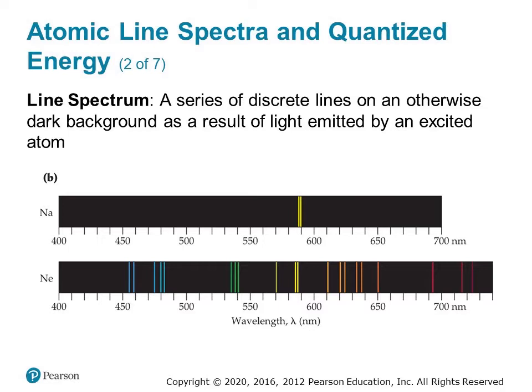The emission lines of sodium and neon can be seen on this slide. The colors seen in each spectrum are the types of light emitted by each atom. The dark areas are all the wavelengths where there is simply no light emitted by those atoms.